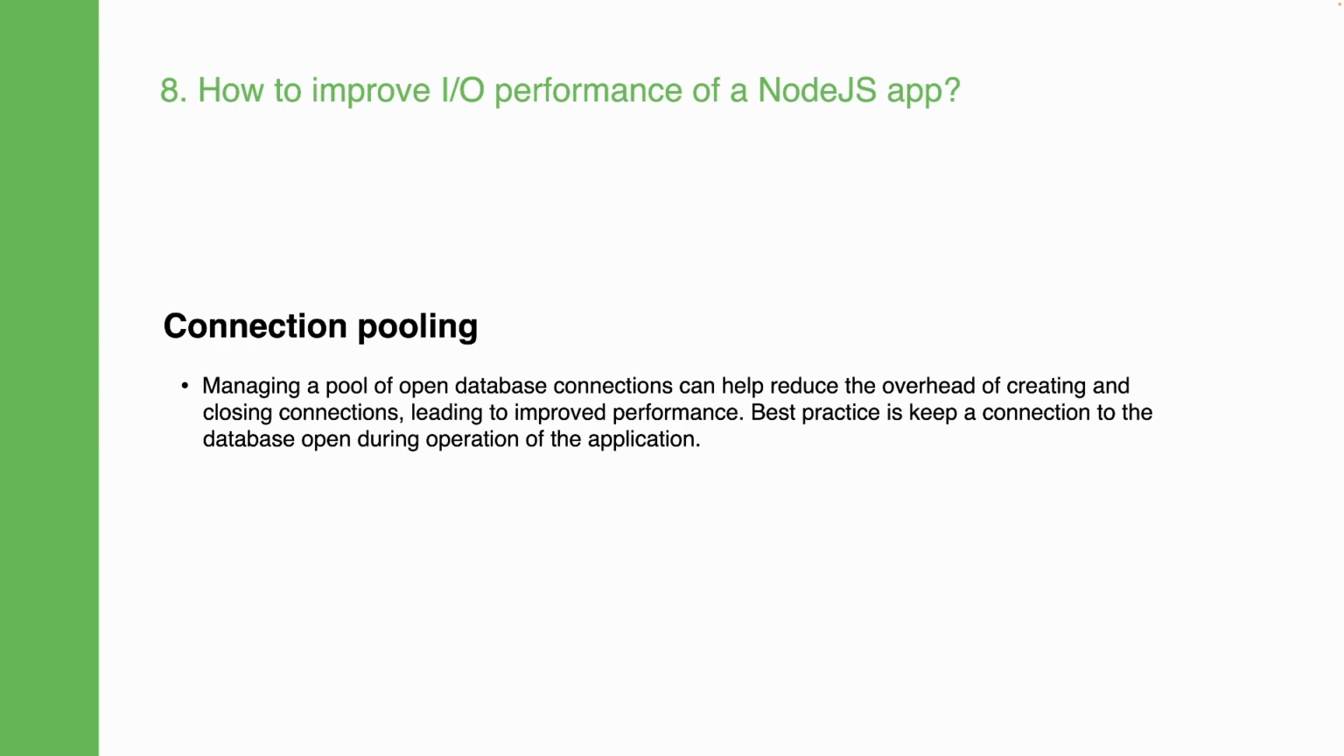Next is connection pooling. Managing a pool of open database connections can significantly reduce the overhead of repeatedly creating and closing connections, thereby improving performance. It's a best practice to keep a connection to the database open throughout the operation of the application, which minimizes the latency involved in establishing new connections.